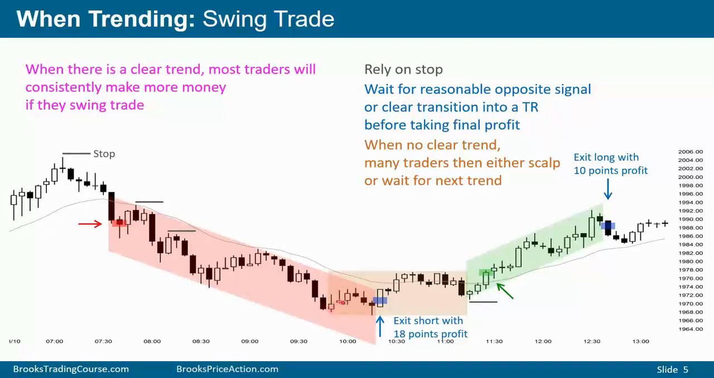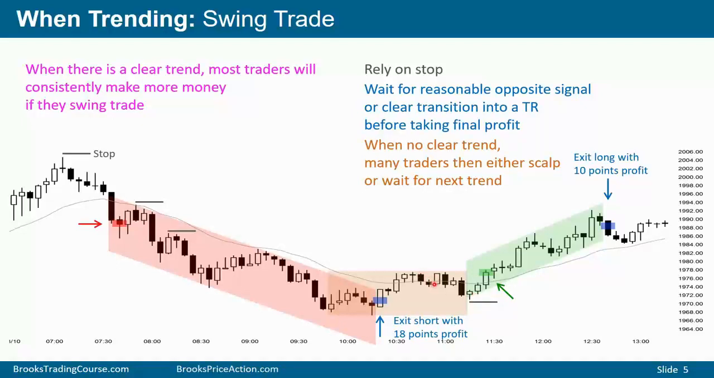We're starting to get smaller bodies, a lot of overlap among the bars. It's entering a tight trading range. In fact, you could call this whole 40 or 50 bars a tight trading range. When there is no clear trend, many traders either scalp, experienced traders will do that, or they wait for the next trend. For example, a higher low major trend reversal, higher probability to buy after you see a series of consecutive bull bars closing near their highs, but a reasonable buy here as well.